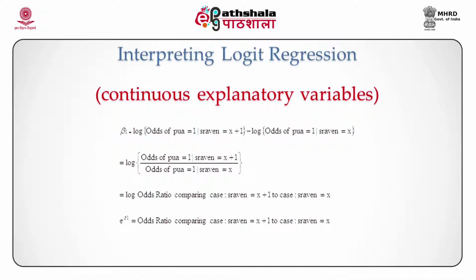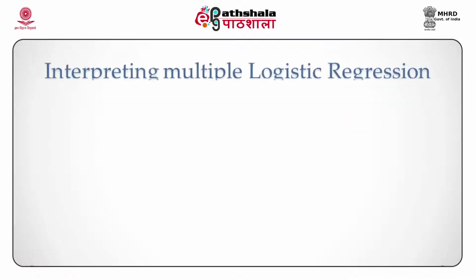The interpretation of logistic regression continues to be the same. So for example, if we have a single continuous explanatory variable x, and we are looking at the odds of PUA, which represents participation in a private school, given a covariate S raven, then we can write down the equations for x and x plus 1, and taking the difference, we can see that this leads to the result that e to the power beta 1 is the odds ratio, comparing the case S raven equal to x plus 1 to the case where S raven is equal to x.